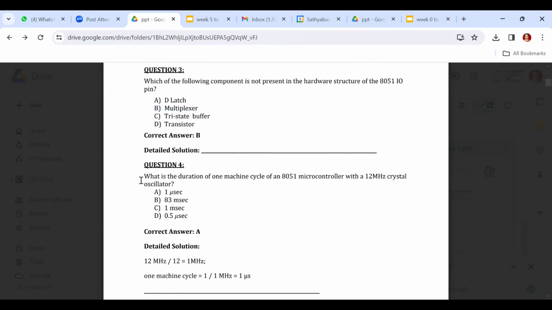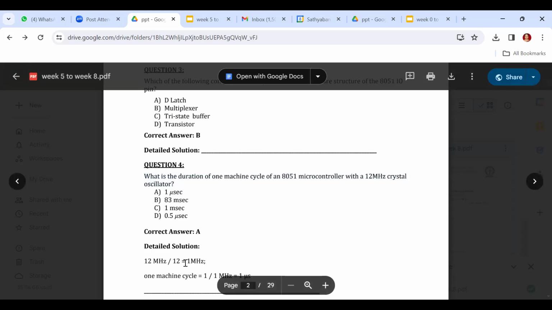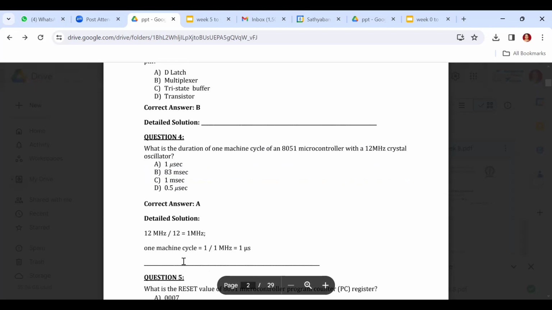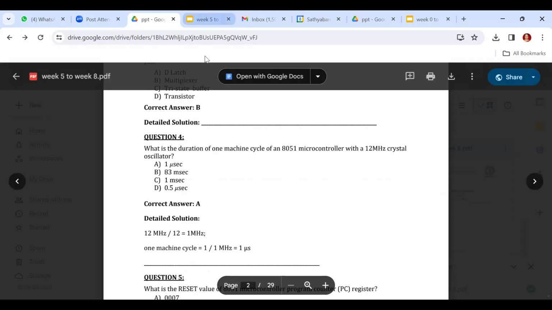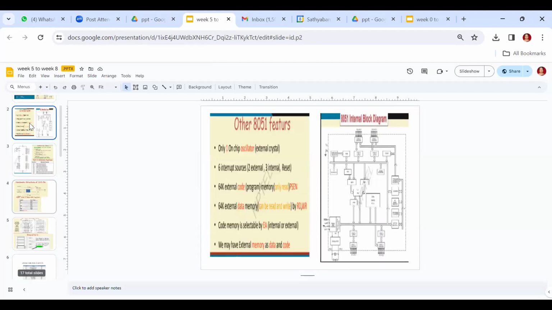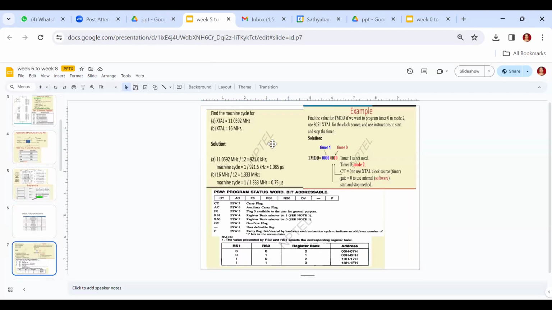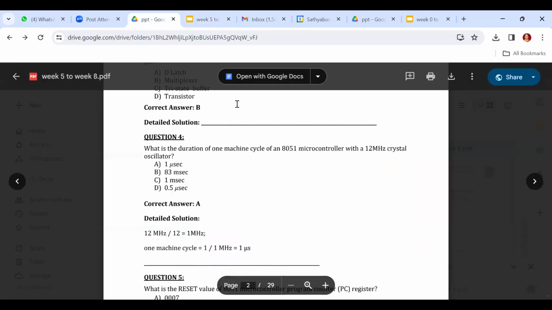What is the duration of one machine cycle of an 8051 microcontroller with a 12 megahertz crystal oscillator? I told you, 12 megahertz divided by what? To find one machine cycle only, 12 megahertz divided by 12 equals 1 megahertz. 1 divided by 1 megahertz gives 1 microsecond. I have put up this calculation over here, on this particular slide.